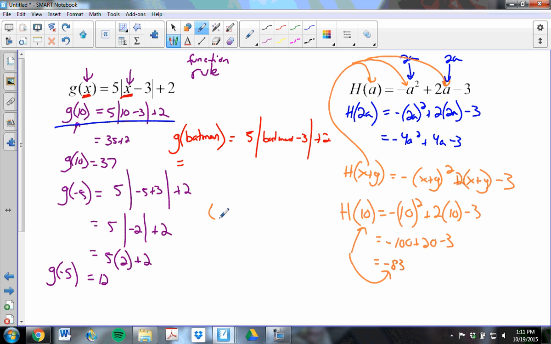This is called evaluating functions. I probably should have written that up at the top. But you plug in numbers for x and see what you get out for y, which means you're plugging in numbers for x and seeing what you're getting out for f of x or h of a or g of x or whatever your things are.